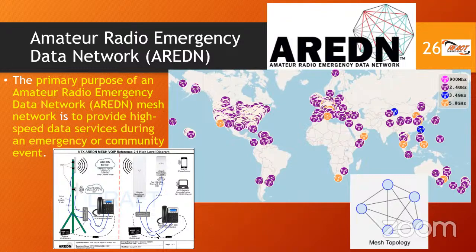And this is a screenshot here to show an example of two nodes in ARDEN, right? This is what it actually looks like using the Ubiquiti routers.